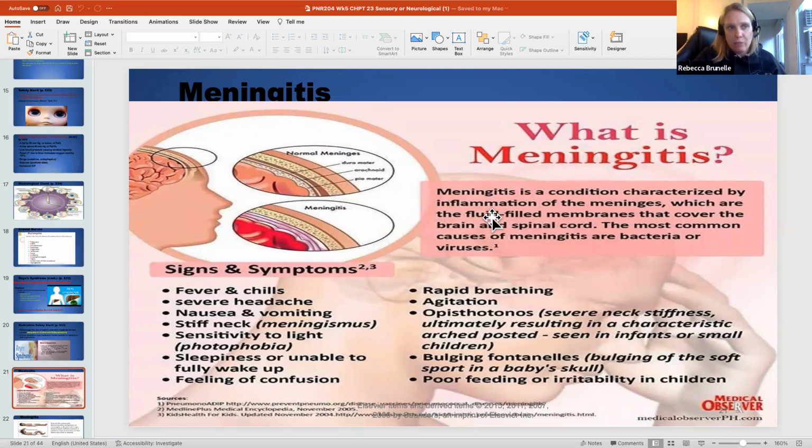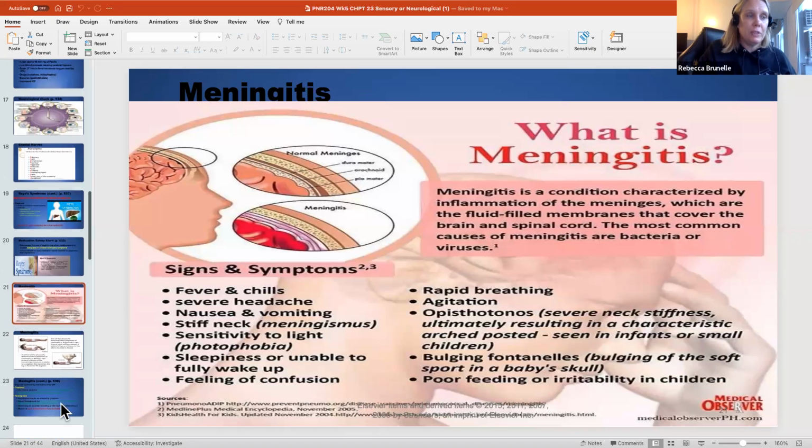So the whole area can be inflamed. They can be very sick, with fever, chills, severe headache, nausea, vomiting. They can have a stiff neck, sensitive to light. Sometimes they're really drowsy, and sometimes they can be a little bit confused. They can have altered mental status when they have meningitis.